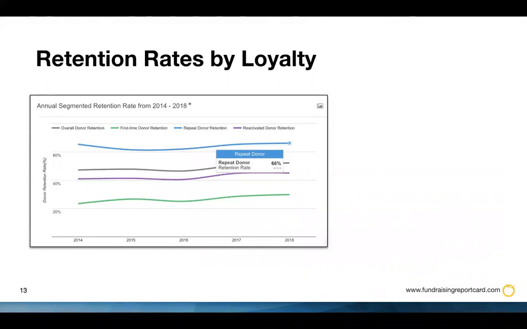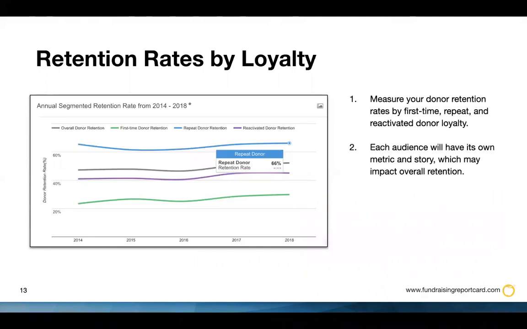There are certain strategies that you can use to continue to reactivate repeat donors and continue to reactivate first-time donors. So these are 3 areas that I think are pretty important. So measure donor retention rates by first-time, repeat, and reactivated donor loyalty. And each audience will have its own metric and its own story, which may impact overall retention. For example, if you have very low first-time donor retention, you might want to implement a new donor welcome strategy, a 3, 4, 5-part welcome series that allows you to engage the new donor and give them information about the organization and praise them for their contribution and the impact it's made on the work that you're doing. Okay, so retention rates by loyalty.